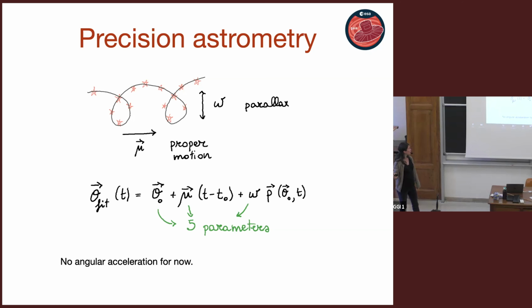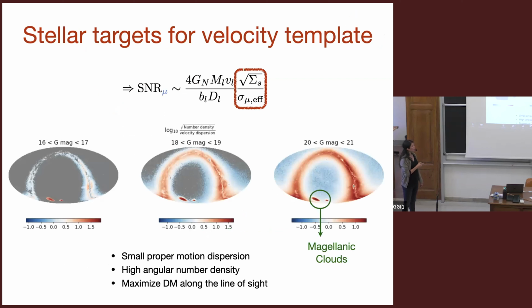For now, they are not including angular accelerations because most of the stars are not expected to have an acceleration. But eventually, they should release all the individual time series of the observations, so we could, in principle, fit for an angular acceleration. And they might also do it themselves. But what we can do for now is look for the velocity templates. And for that, we have to choose the best stellar target by maximizing the figure of merit that appears in the signal to noise ratio.